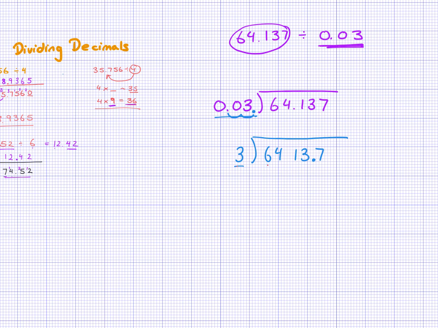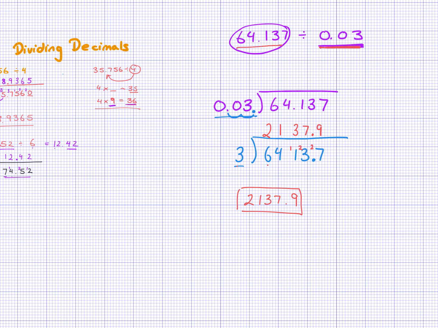Okay, so in that case, we just keep going. 3 into 6. How many 3s are in 6? 2. No remainder. How many 3s are in 4? 1 with 1 remainder. How many 3s are in 11? That could be 3 with 2 remainders. How many 3s are in 23? That would be 7 with 2 remainders. And how many 3s are in 27? That would be 9 and no remainders. And the decimal point just gets placed above the new decimal point. So the answer here is 2137.9.